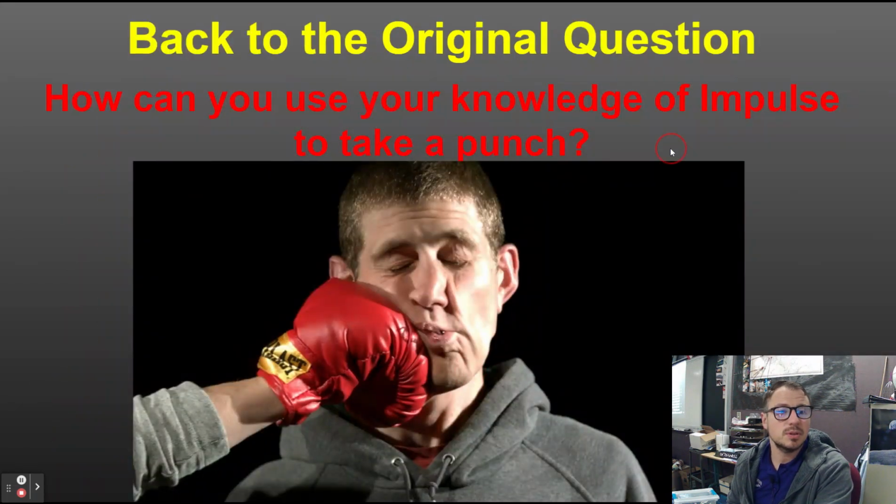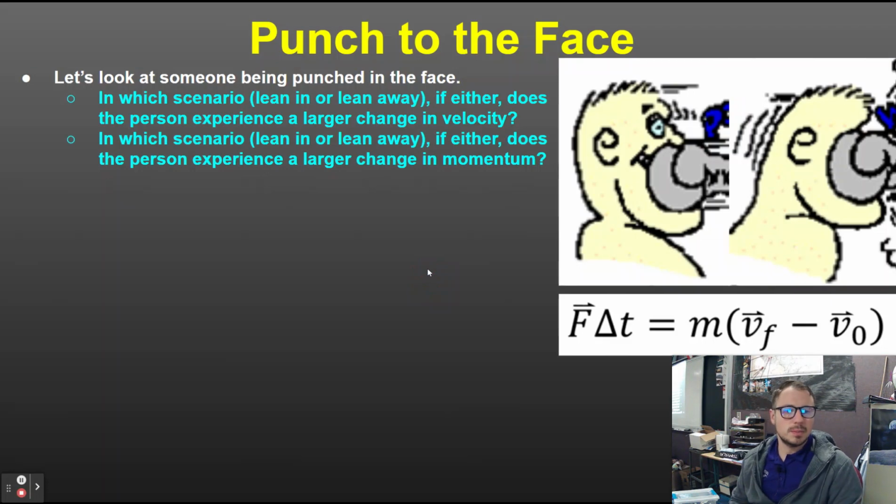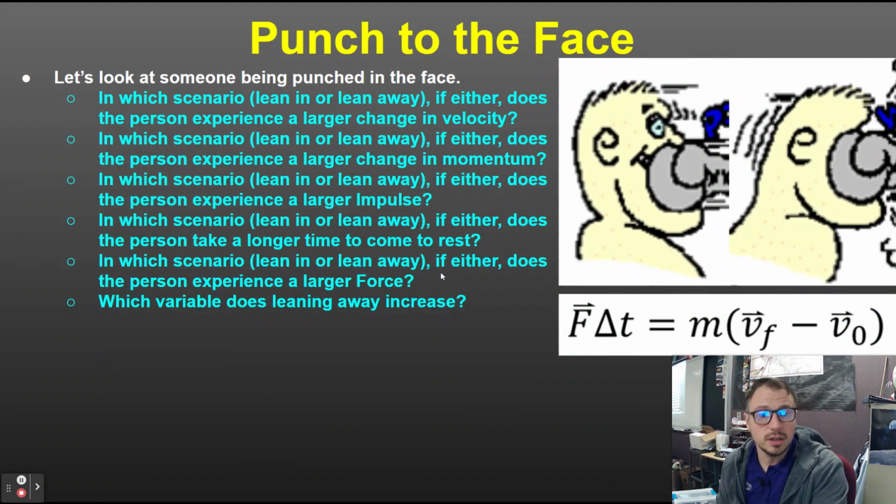How can you use your knowledge of impulse to take a punch? So what I want you to see in this one, no matter what you do in a punch, whether you lean into it, whether you stand there, whether you lean back and go with the punch, either way, that fist is going to come to rest, right? So what you want to do is minimize the force by extending the time that it takes that fist to come to rest.